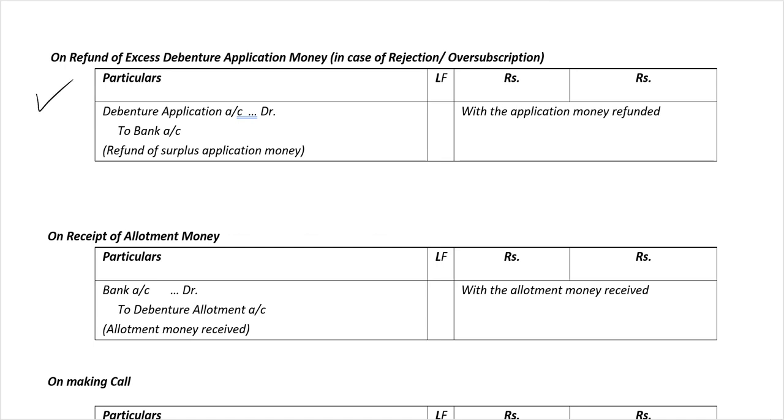On refund of the excess debenture application money, where there is rejection of debentures in the case of oversubscription, the journal entry to be passed is debenture application account debit to bank account with the application money which has been refunded. The next entry is on the receipt of allotment money, bank account debit to debenture allotment account with the allotment money received.